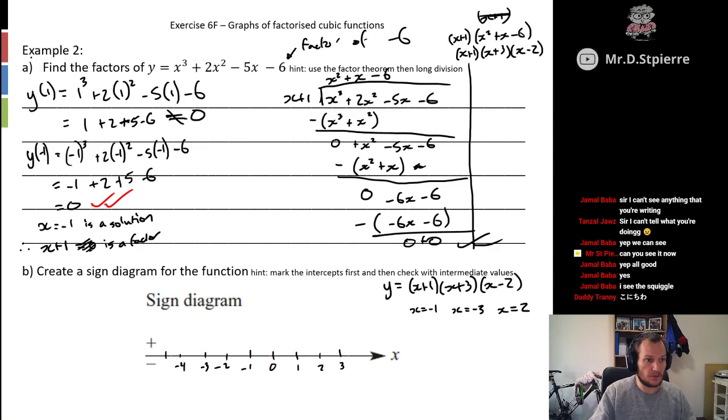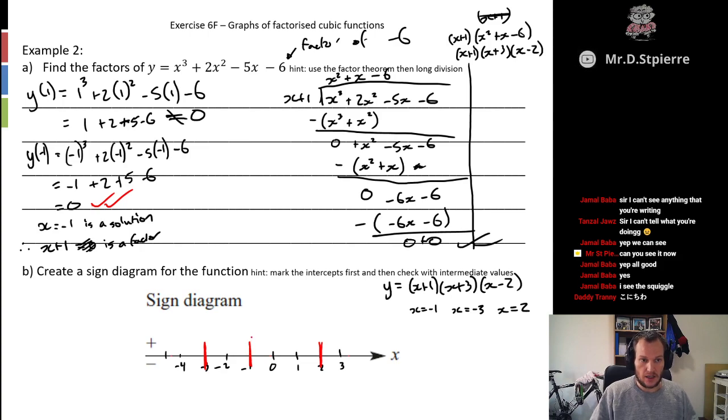Okay, and now I'm going to mark them on. So x equals -3 there, and I just put a big vertical line through wherever they occur, because that's where my graph is going to cross the x-axis. Okay, and now the second stage is finding what lines I'm going to use to connect them. When is the graph positive? When is the graph negative?